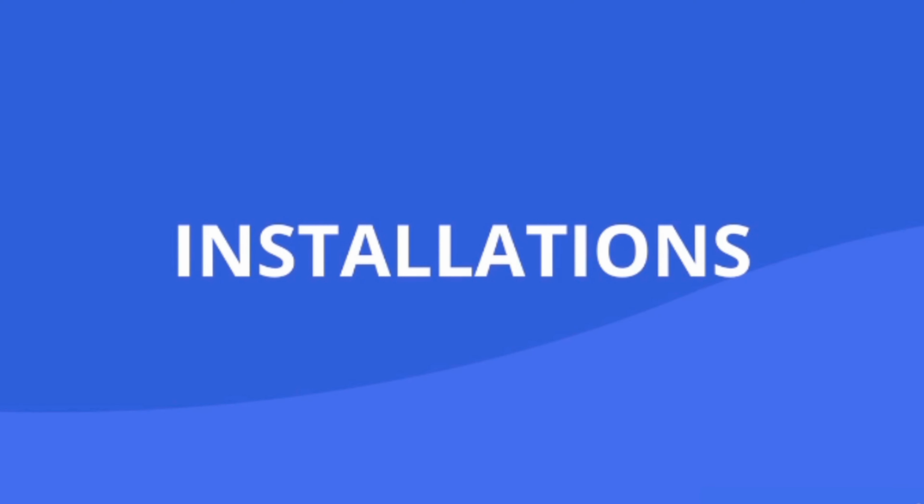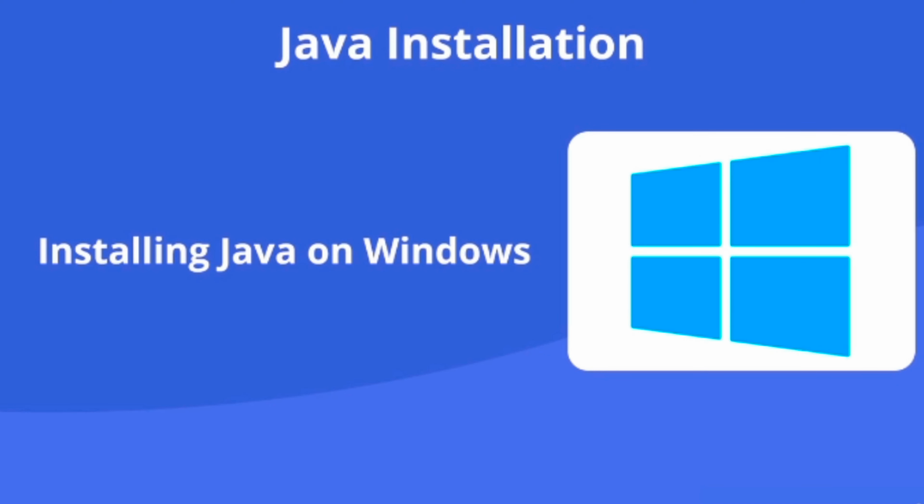Hello, friends. In this lesson, we will prepare our computer to write code in order to develop Android applications using the Kotlin programming language. For this, we will first install the Java Development Kit, or JDK, on Windows. Earlier, we said that the Kotlin language runs on the Java virtual machine. Therefore, in order to develop applications using the Kotlin language, we need to install JDK on our computers.